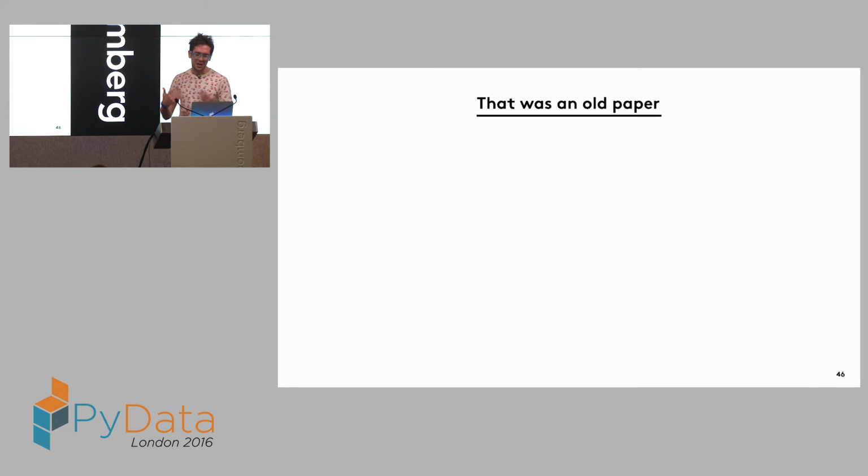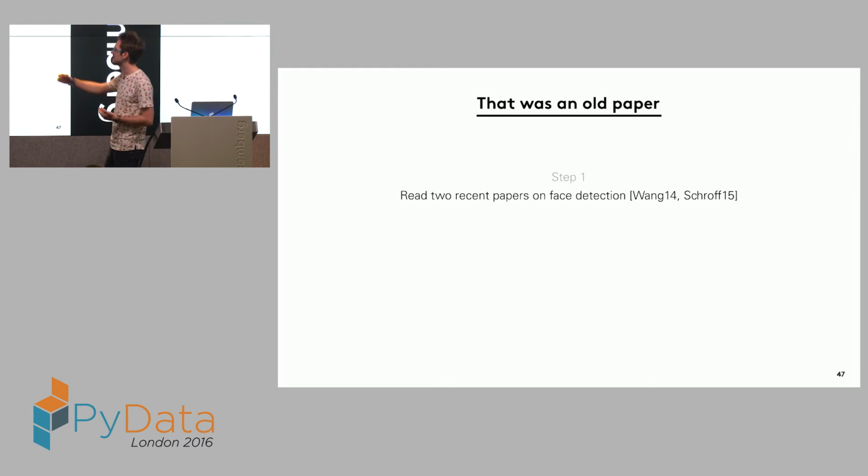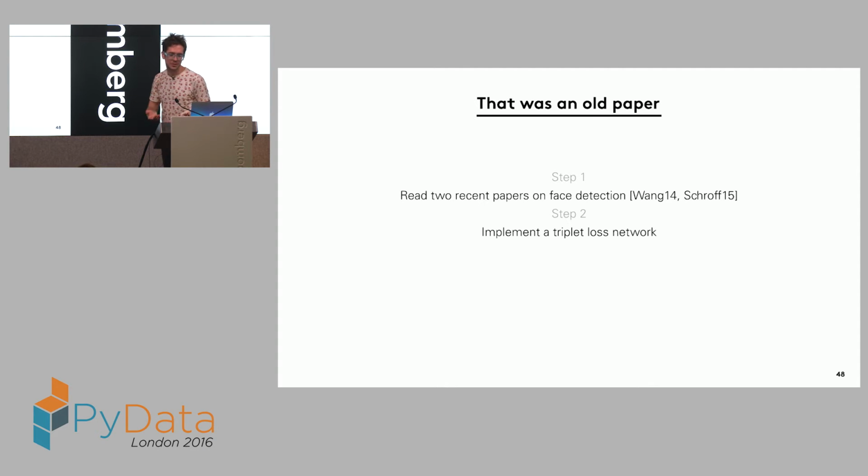So, OK, I mean, the paper was from 2005, right? Neural networks have moved on since then. So let's read some more recent papers. These two papers are particularly good. They have a different approach, and in particular, they talk about triplet loss rather than pairwise loss.